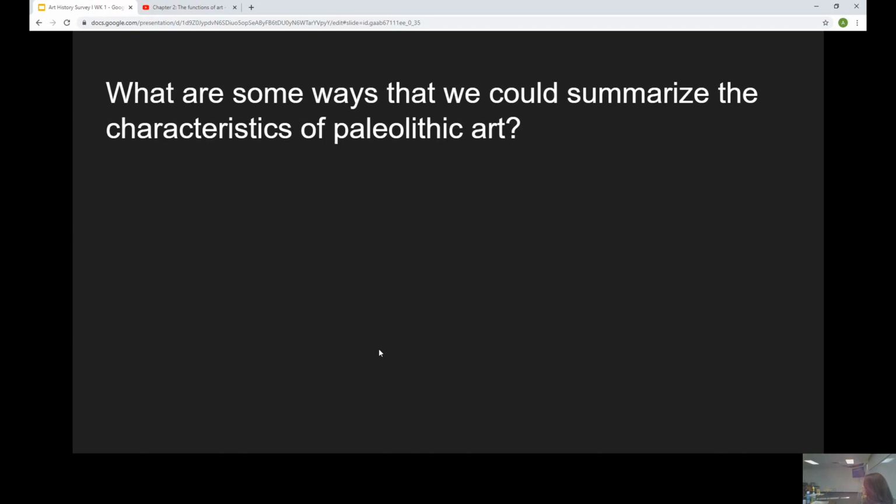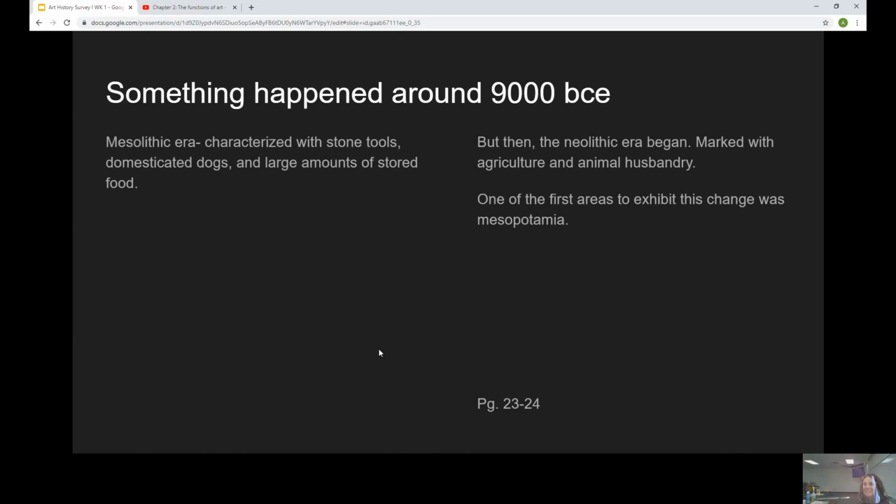Anyone else want to try and summarize Paleolithic art? Yes. Good. Anyone else? Humans. Yeah, we do see some humans. Males being depicted very interestingly, and females also being depicted very interestingly. And a lot of questions. That's a good way to summarize Paleolithic art. A lot of questions. And that takes us into something crazy happening around 9000 BCE, called the Mesolithic era.